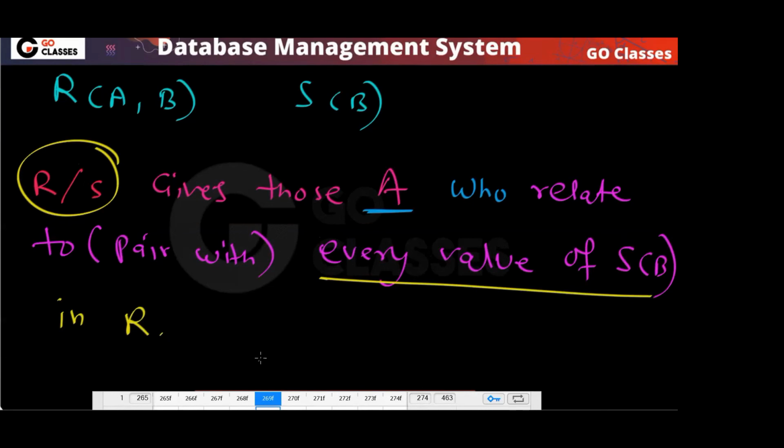Clear? So tell me, if I want those people who pair with everyone here, what can I do? I can do those people who pair with at least one, minus those people who don't pair with everyone.